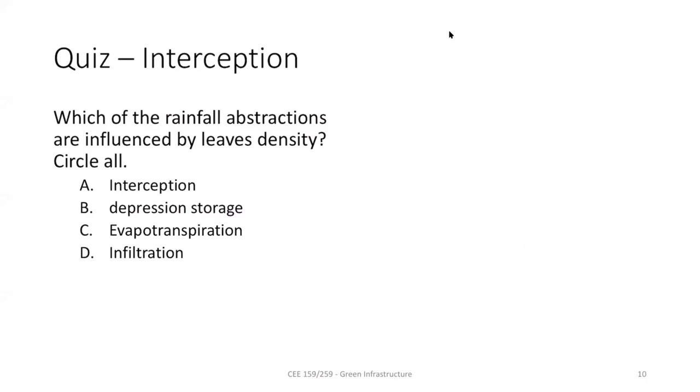The question was, which of the rainfall abstractions are influenced by leaf density? Interception is about how much water can be intercepted from rainfall before it touches the ground. Obviously, if you have more leaves, it will be more, so definitely A could be one answer. Depression storage is all about the bottom floor. Unless you assume the leaves are falling there, it can have some effect, but this is mostly about how many holes there are, so this is not a correct answer. Evapotranspiration is another aspect. If you have more leaves, you will also have more evaporation and transpiration, so C can also be an answer. Infiltration has nothing to do with leaf density, so that cannot be an answer. But if you have to choose one, interception is the most obvious answer.